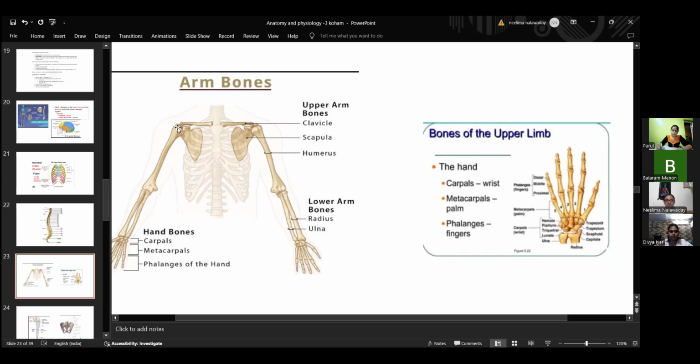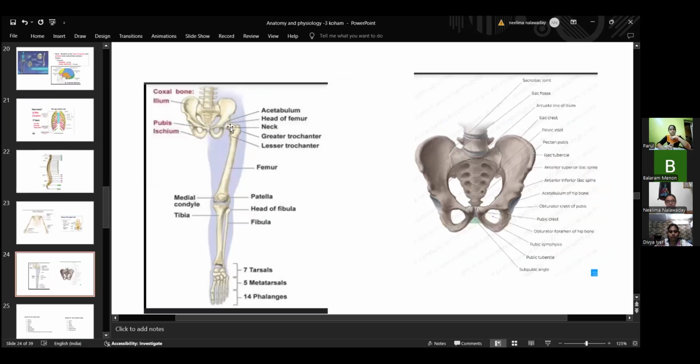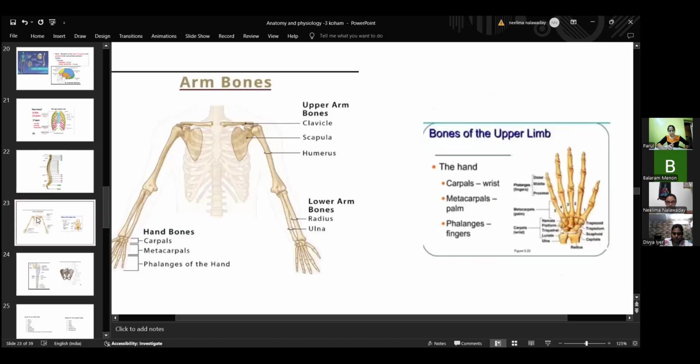This point where the bone of the upper arm, called humerus, is attached to the scapula, this point is called shoulder girdle. And in the lower extremity, where the femur is attached to the hip bone, that is the hip girdle. And through this girdle, the extremities are attached to the axial skeleton. Okay.